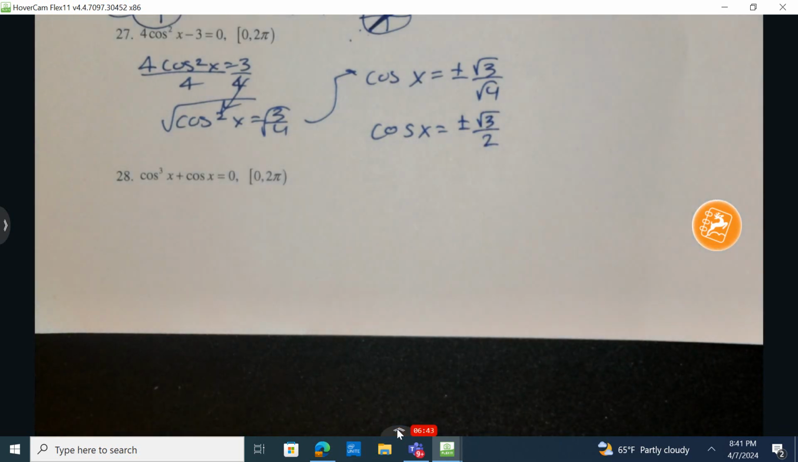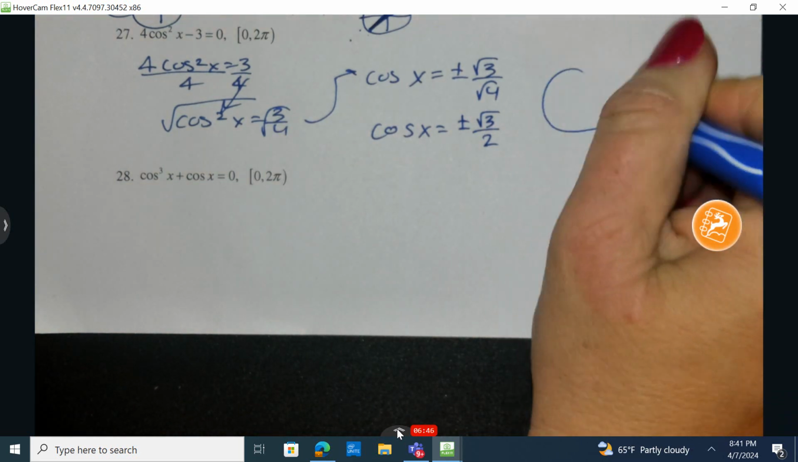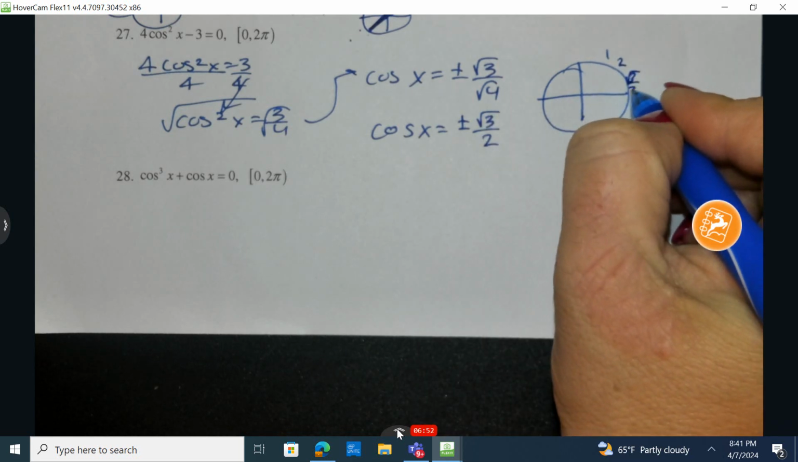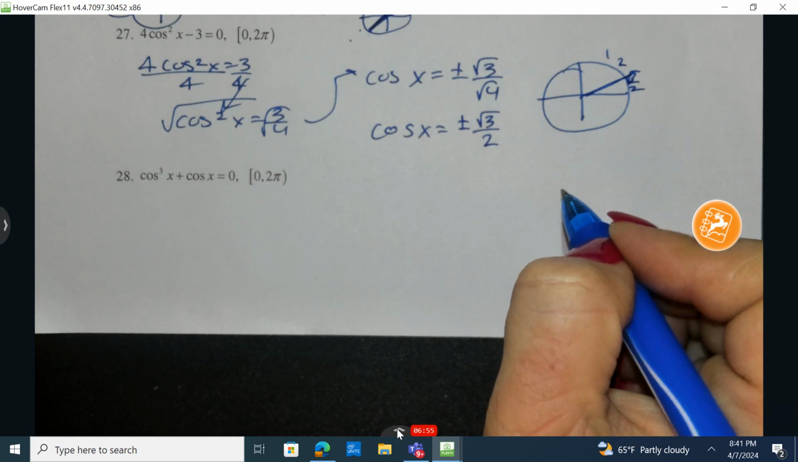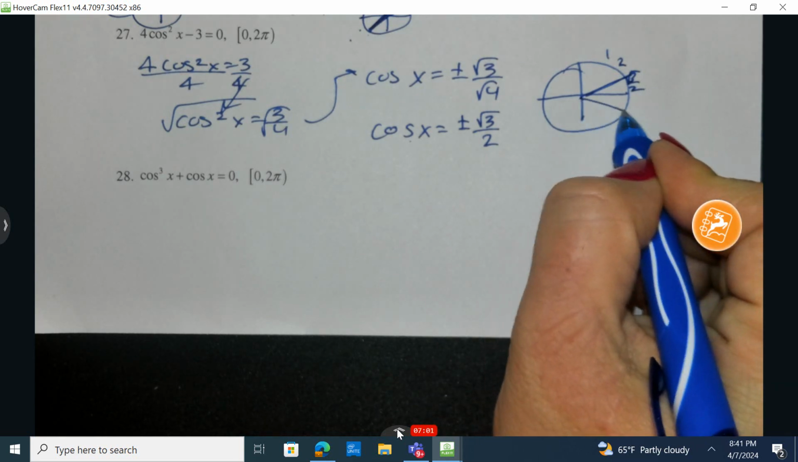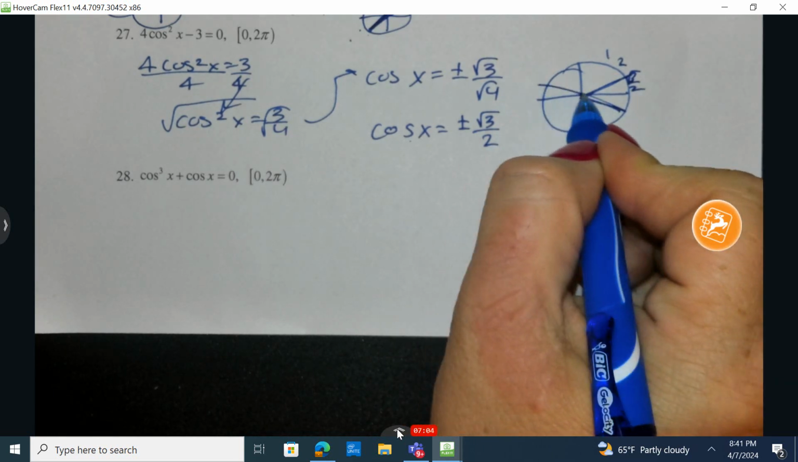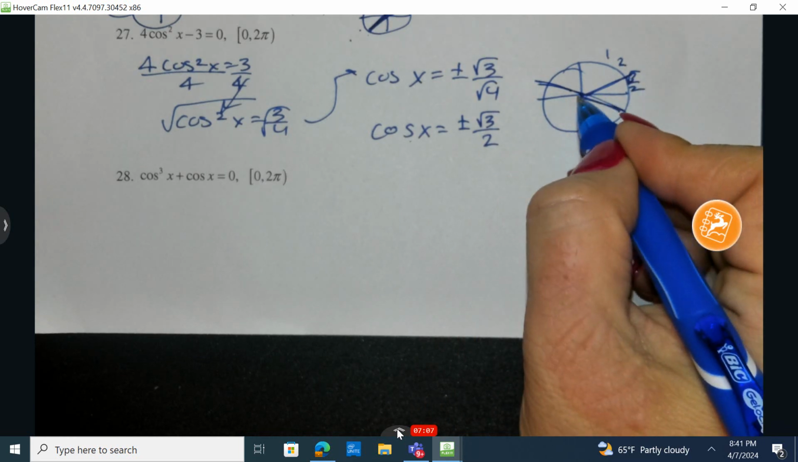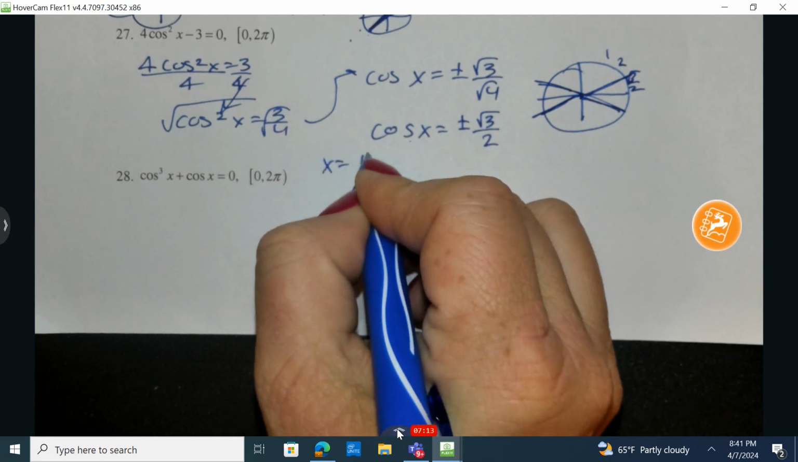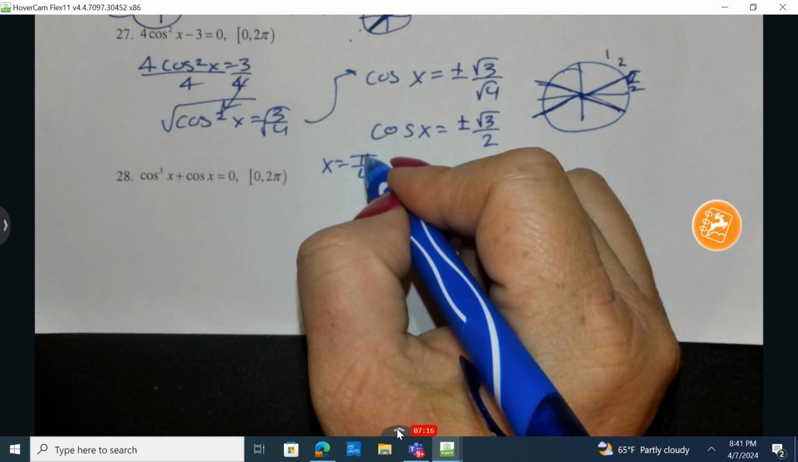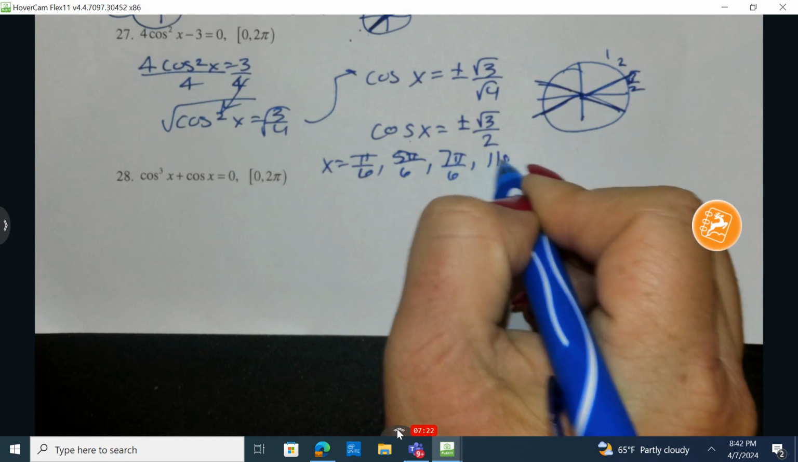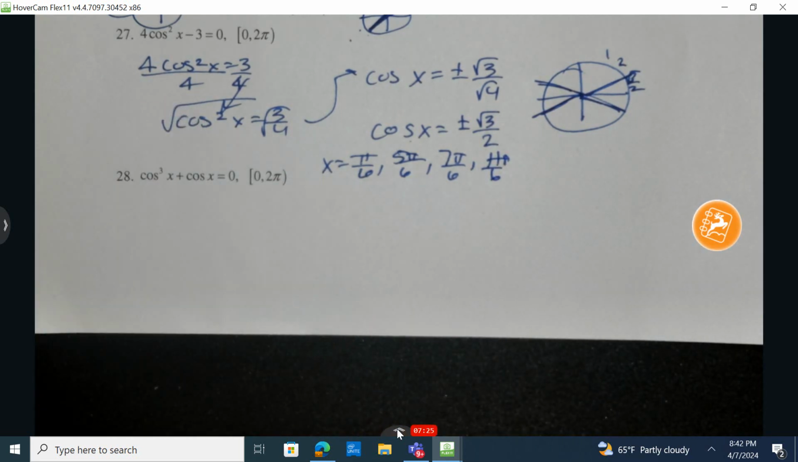Cosine of x equals plus or minus the square root of 3 over the square root of 4, which is 2. So where can I find a cosine equivalent to radical 3 over 2? So 1, 2, 3. Now cosine is the first one. So radical 3 over 2. The reference angle is pi over 6. Now the cosines are going to be positive radical 3 over 2 in quadrants 1 and 4, and the cosines will be negative radical 3 over 2 in quadrants 2 and 3. So my 4 answers, because it's plus or minus, would be pi over 6, 5 pi over 6, 7 pi over 6, and 11 pi over 6. Those are my 4 different solutions to number 27.